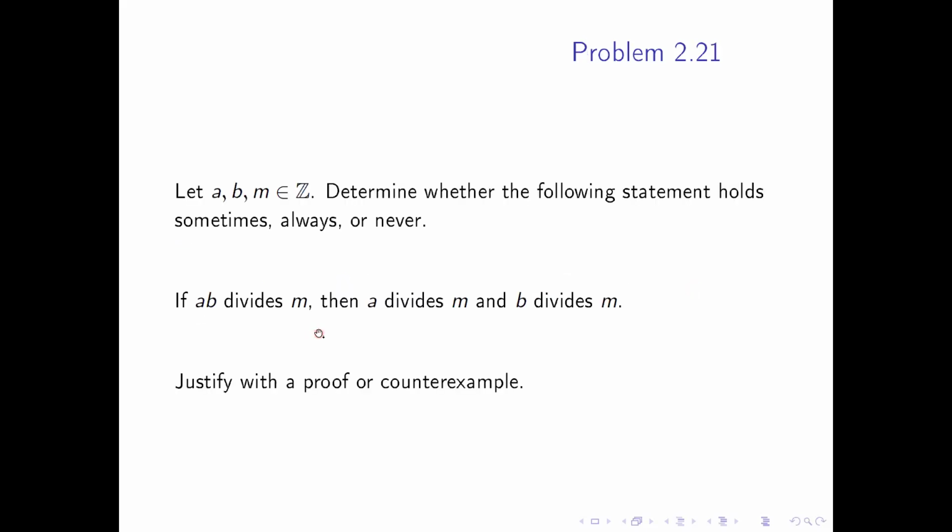Then I want you to switch to problem 2.21. So this one's kind of interesting. A, B, and M are integers. You need to determine whether the following statement holds sometimes, always, or never. Ooh, that's different. So are there values for which this is true, but not all values? Okay, that would be sometimes. Never, it's never, ever true. There's never any situation that makes this work. And always, yeah, we got a problem.